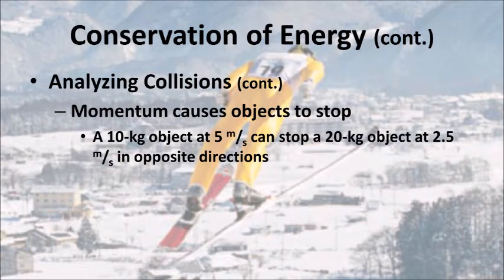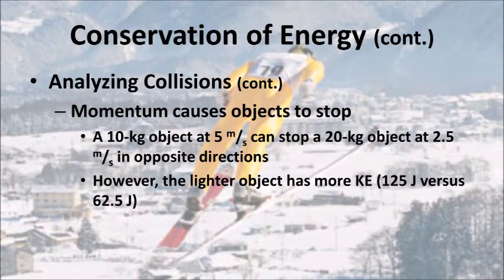So as we look at the differences in momentum versus the energy, you can think of momentum causing the objects to either change speeds, directions, or even to stop. So for instance, a 10 kilogram object traveling at 5 meters per second can stop a 20 kilogram object traveling at 2.5 meters per second in the opposite direction. However, their energies are not the same. The lighter object has more kinetic energy. It has 125 joules worth of energy as opposed to only the 62.5 joules of energy of the heavier object.